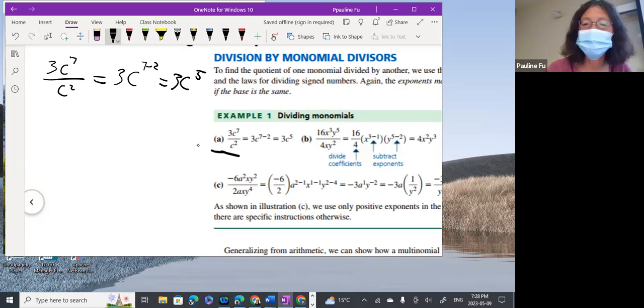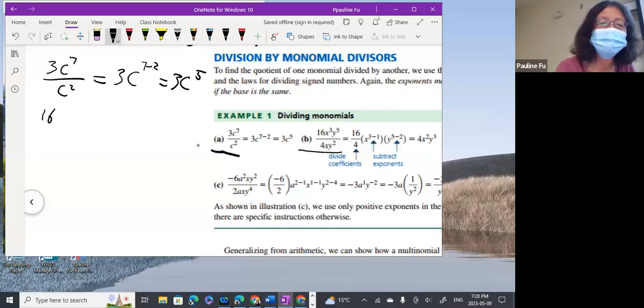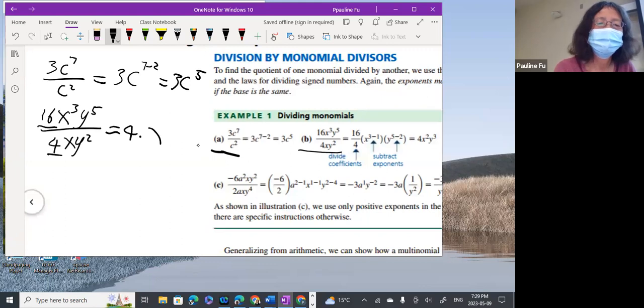We move on to question B. 16 x cubed y to the 5 over 4 x y squared. So this one equals 16 over 4, which is 4. For x, you have 3 minus 1. For y, you have 5 minus 2. So the final answer is this.